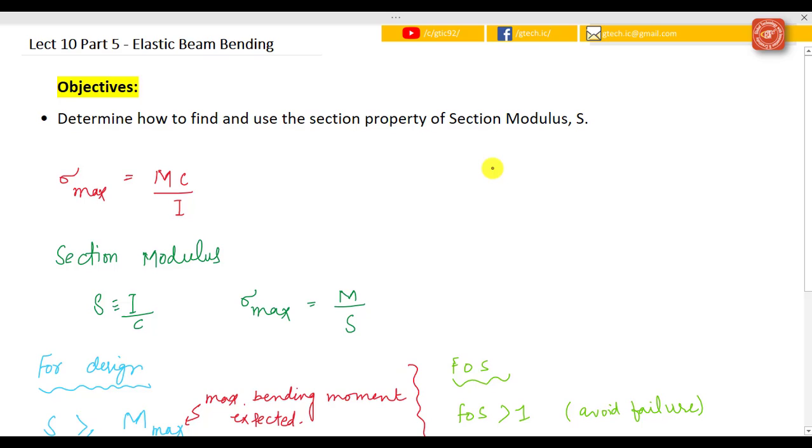In this lecture we are still discussing lecture number 10 related to elastic beam bending. In this video lecture we are going to determine how to find and use the section property, which we call the section modulus S.